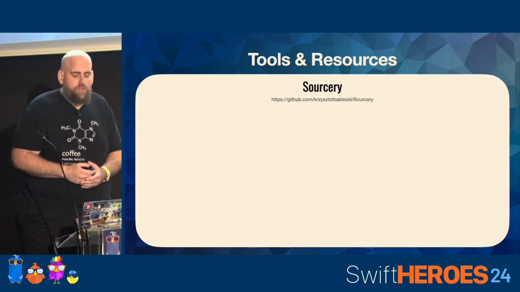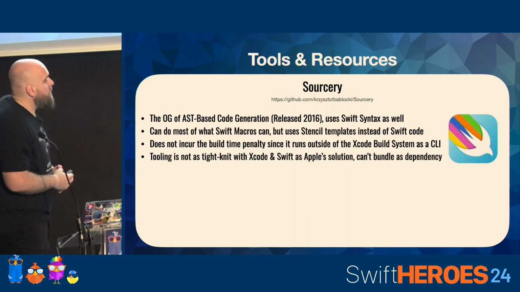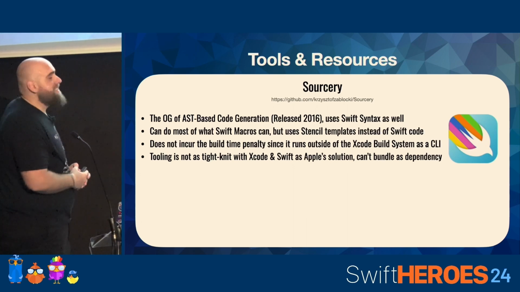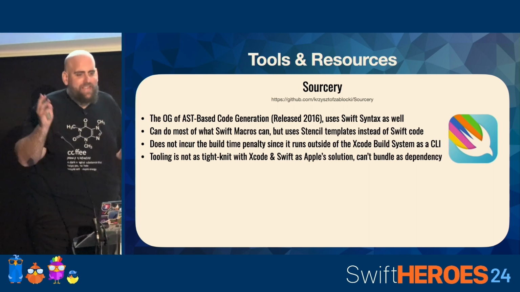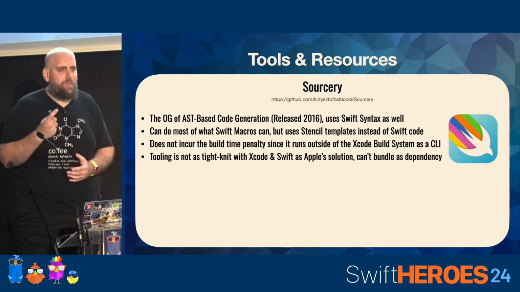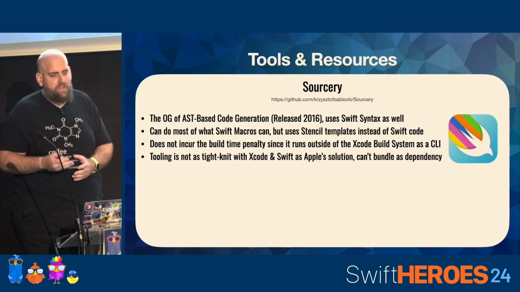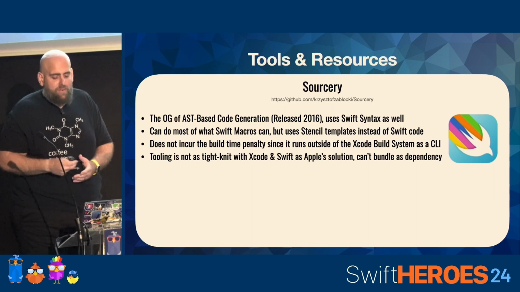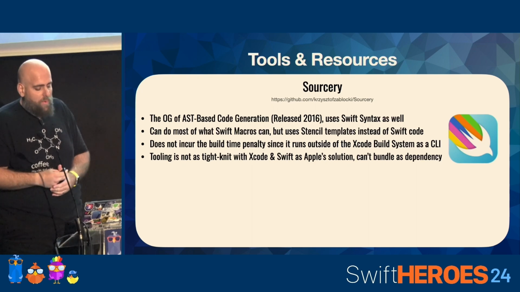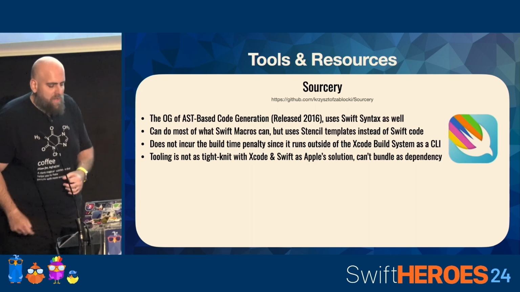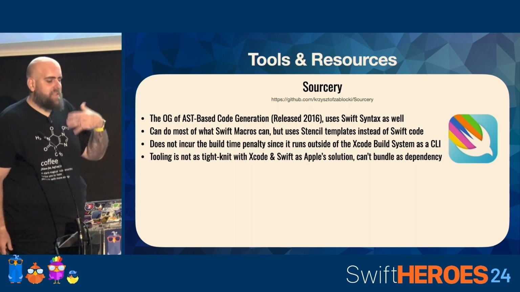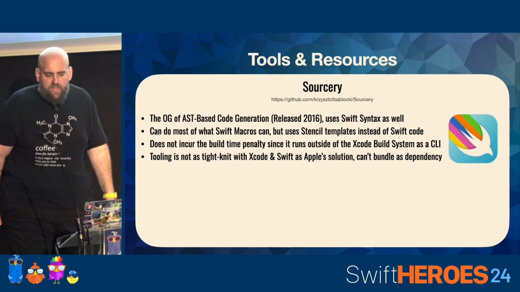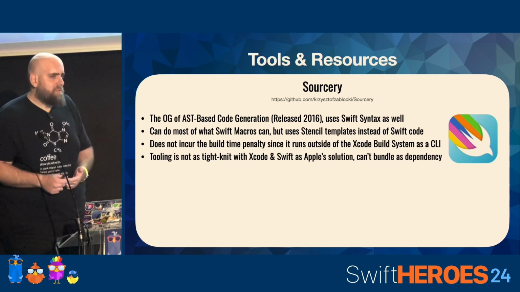And of course, you can't talk about code generation without mentioning Sourcery. Sourcery was built by Krzysztof, who is here somewhere, I hope. And yeah, I see a hand. This is really the OG of AST-based code generation, and it was released almost 10 years ago, which is incredible. Think about it. You can basically do almost everything that Swift macros do, and some things that Swift macros can't do, with this tool that has been out there for a long time. And it doesn't incur the build time penalty because it isn't required to build Swift syntax every time you compile your code. But the downside is that you can't use Swift to write your template.